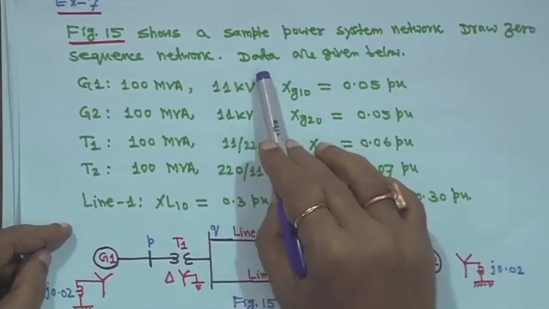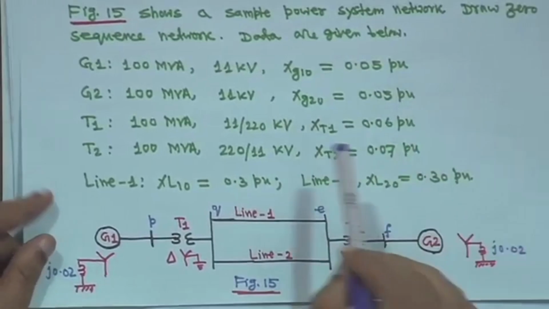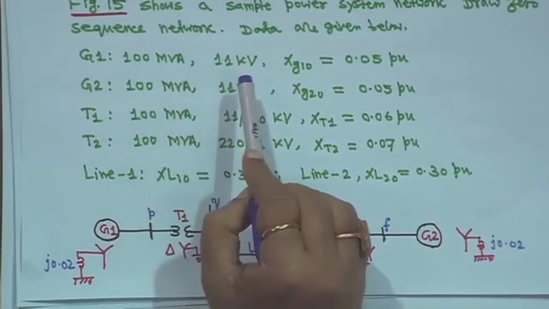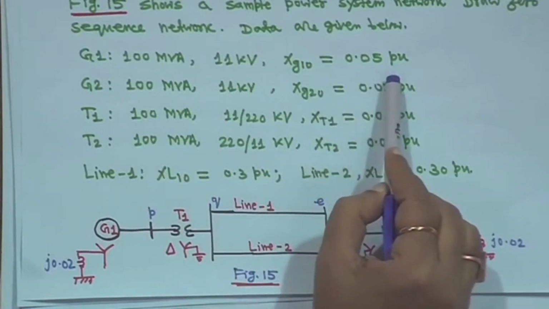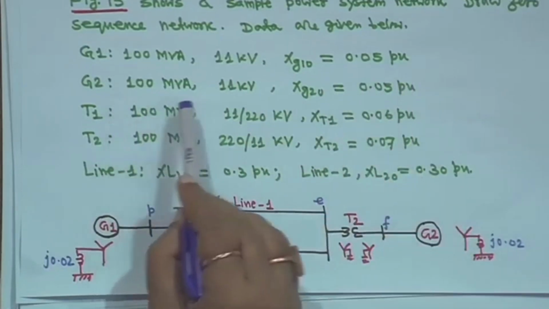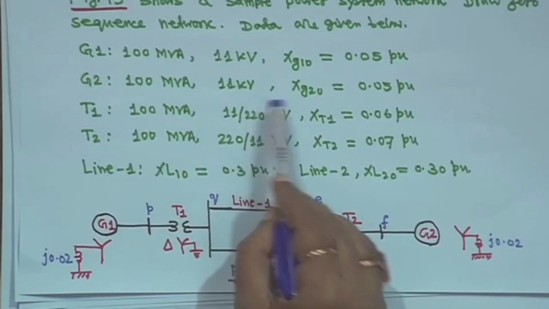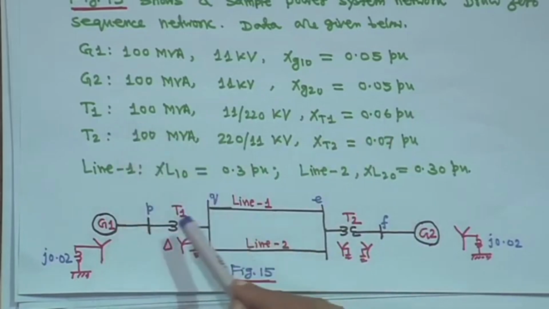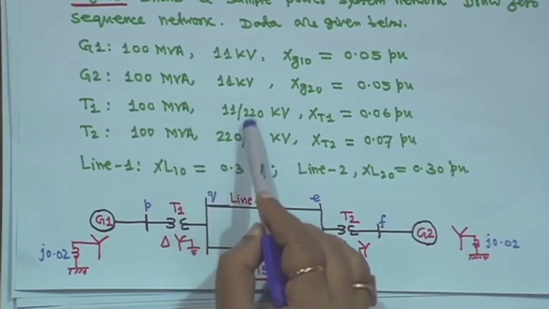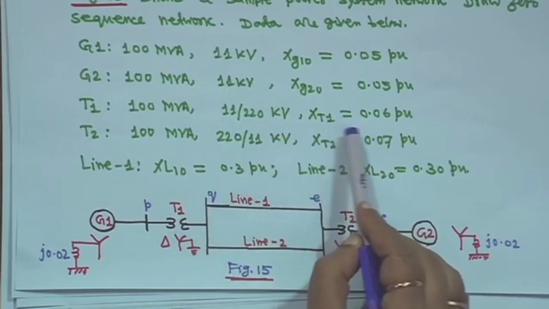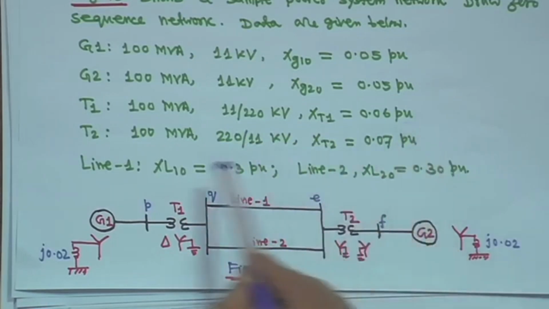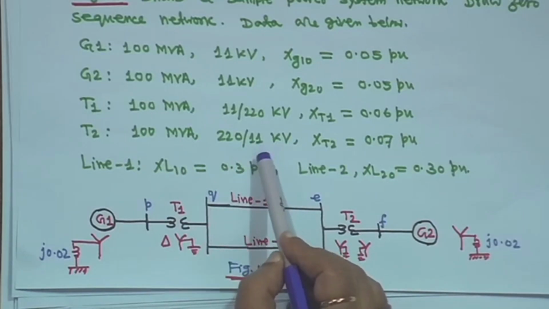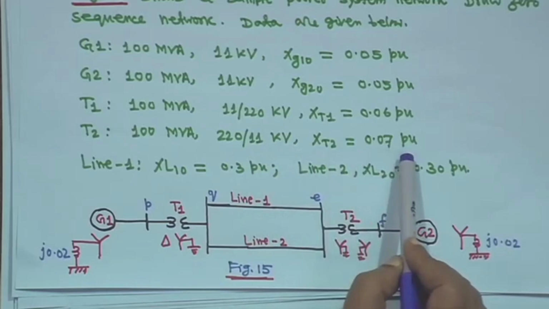You have to draw the zero sequence network. The data are given below. G1, generator 1, is 100 MVA, 11 kV, with xg10 given as 0.05. G2 is 100 MVA, 11 kV, with xg20 equal to 0.05. T1, transformer 1, is 100 MVA, 11 by 220 kV, with xt1 given as 0.06 per unit. T2 is 100 MVA, again a step down 220 by 11 kV, with xt2 of 0.07 per unit.